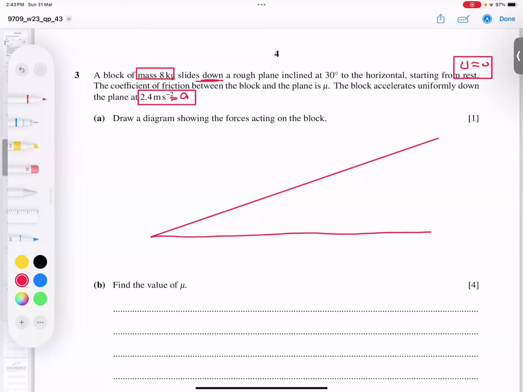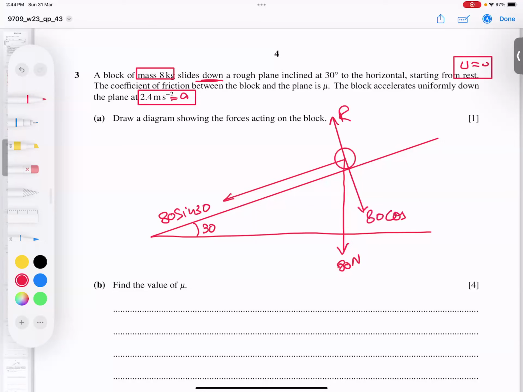And what he said, mass is 8 kilograms. Starting from here, you can assume the mass is 8. 8 tens are 80, so 80 Newton weight. And this angle is 30. Naturally, it has two components: one parallel to the surface, which is 80 sin 30, and one is the upward-acting normal reaction, which is 80 cos 30.